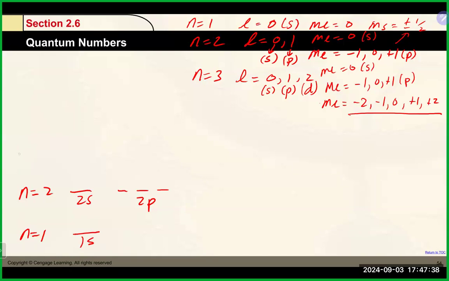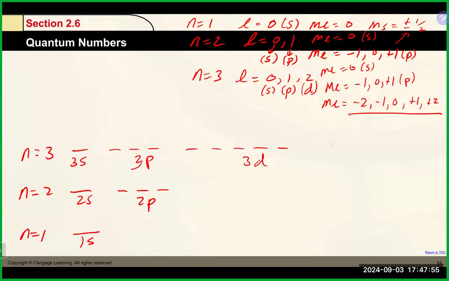So that's what tells us that on the third energy level, we again have our s orbital. We also have our p orbitals. And this is our first introduction to where d orbitals occur, and that should be 3d there.